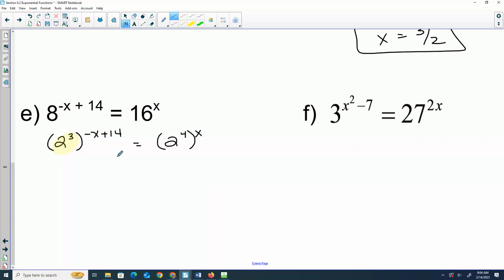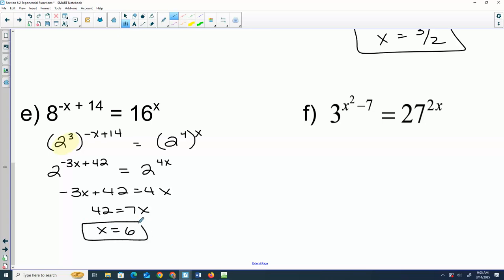All right, here's why those parentheses are so important. When it's a power to a power, what do we do with those exponents? So we get 2 to the negative 3x plus 42 equals 2 to the 4x. So you have to put that 2 cubed in parentheses so that you know to distribute it. Now we have the same base on each side, so we drop it down. 42 equals 7x, and x is 6.